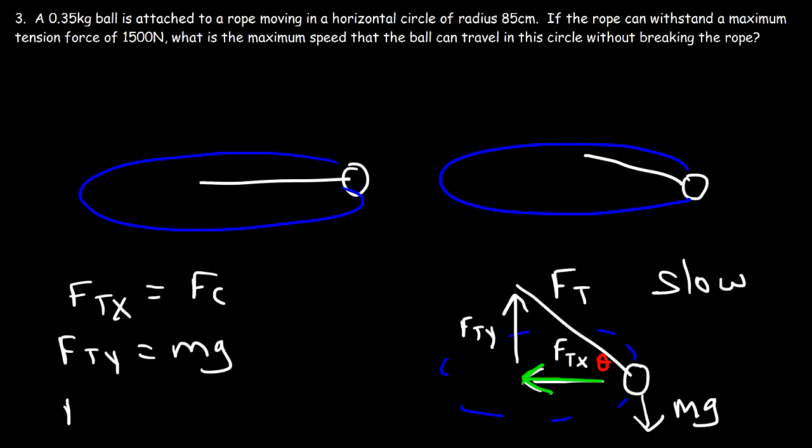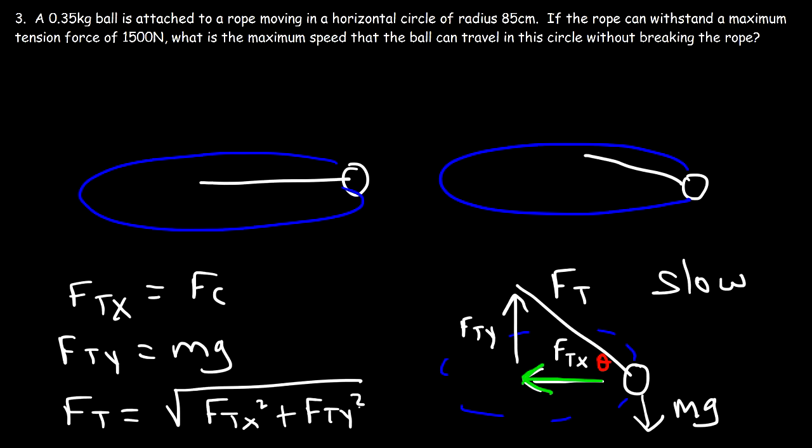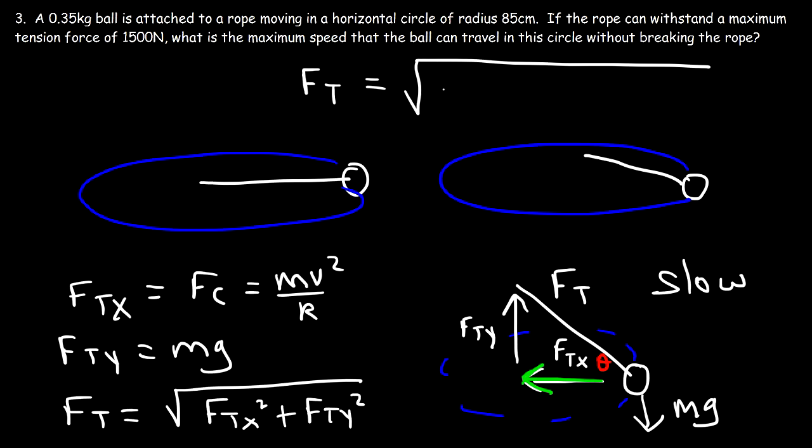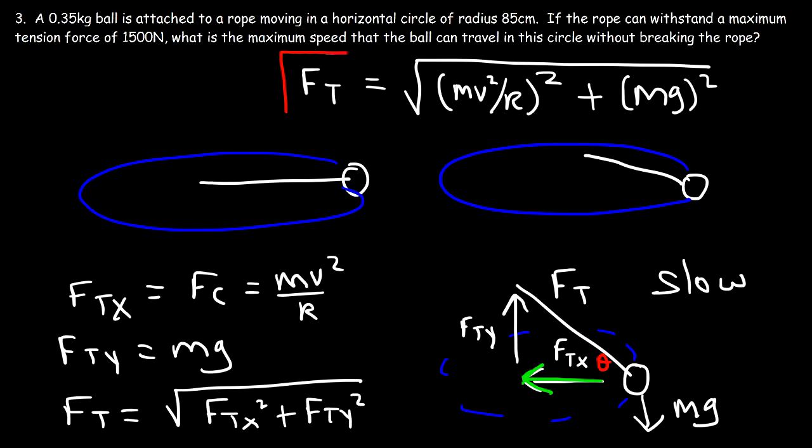Now, if you want to find the tension force, it's going to be the square root of FTX squared plus FTY squared. To find FTX, you need to find the centripetal force, which is mv squared over r. And then FTY is mg. So if you want to get the exact answer for the tension force, here's the equation you need to use. FTX is mv squared over r. So you have the square root of (mv squared over r) squared plus FTY squared, which is (mg) squared. So for any situation, this will be the exact answer for the tension force.